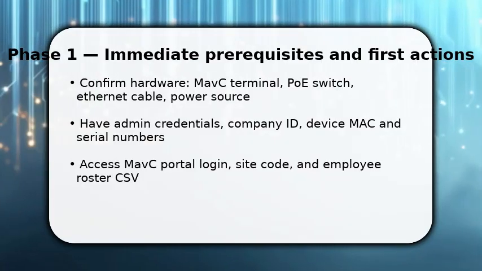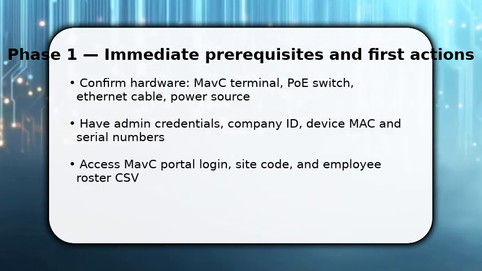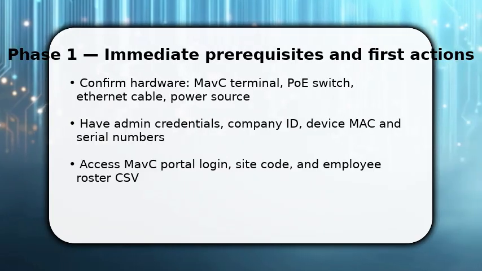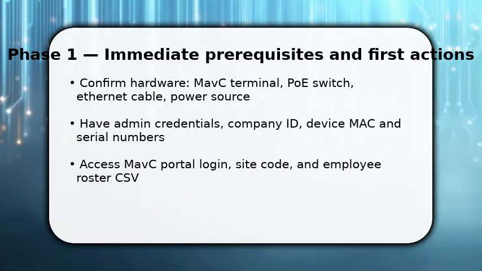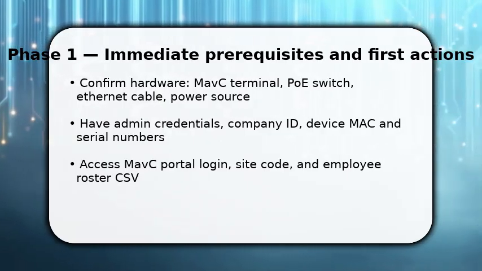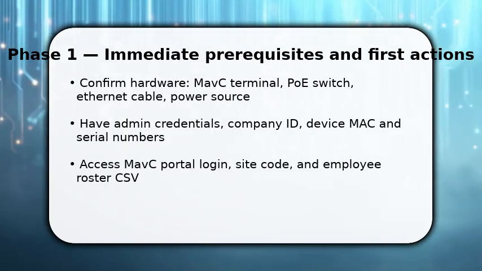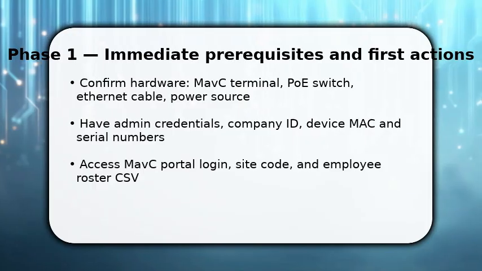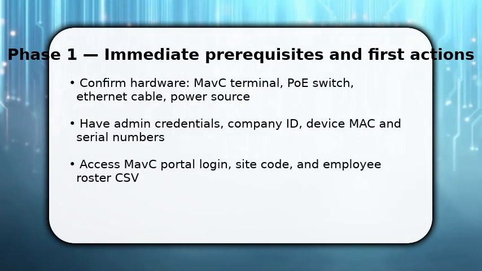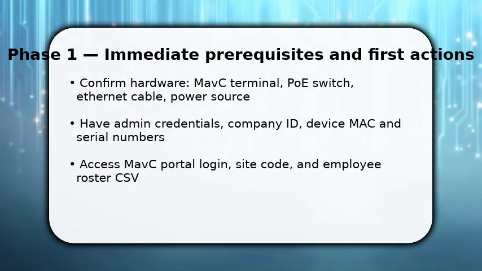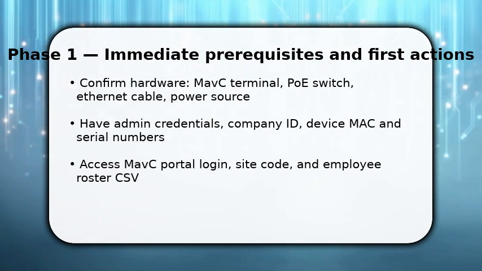You begin with essentials. Confirm the MAVC terminal is powered and on the network, check MAC and serial, and have admin credentials ready. Open the MAVC portal, enter your company ID, then navigate to Device Management. Click Add Device and paste the MAC and serial exactly, case sensitive. Once done, assign the device to a site code and choose the clocking mode you need. Make sure to upload the employee roster CSV now, because the system links devices to users during registration.